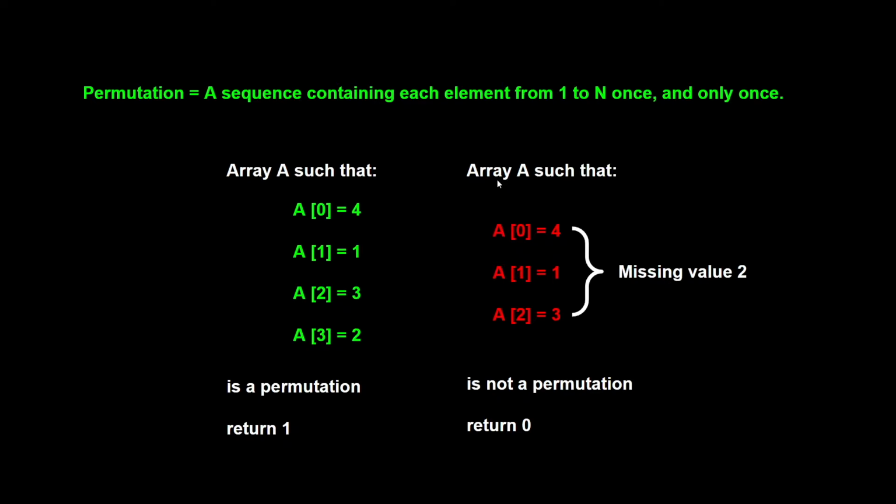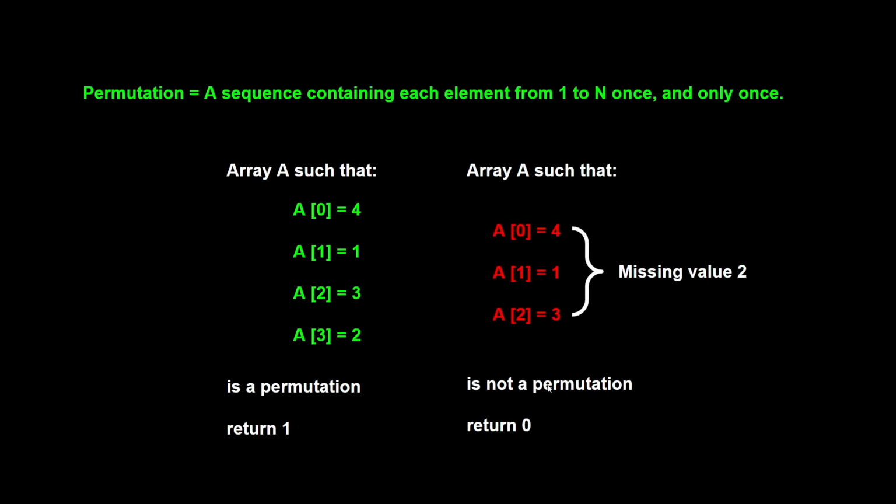In the second example here, we have array A such that A[0] equals 4, A[1] equals 1, and A[2] equals 3. So for this example, we have an array of length 3. So we should have each element from 1 to 3, because n is 3, once and only once. What do we have? We have 1, 3, and 4. So this is not a permutation because we're missing value 2. Instead of 2, we have a 4 here. So the first one is a permutation and the second one is not.